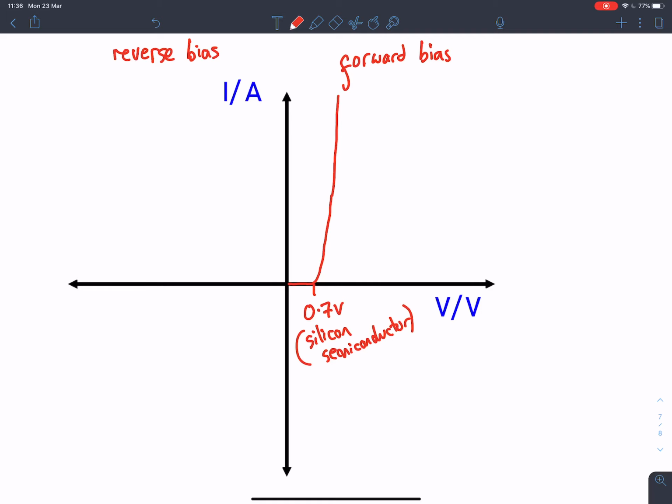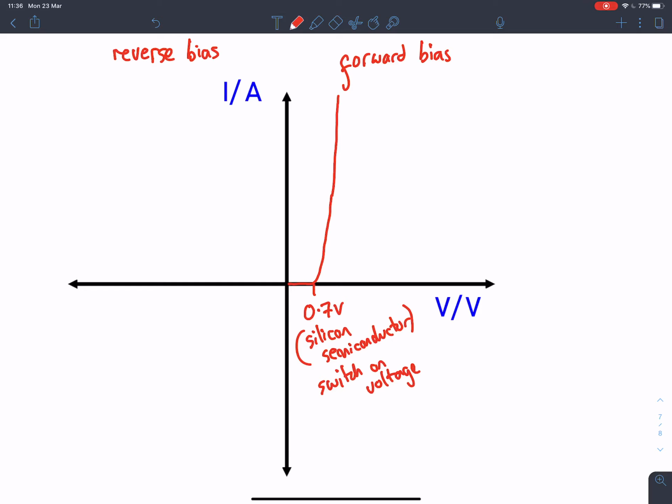So basically, the way I like to think about this, if this was a valve in a pipe, I need to apply a certain amount of forward pressure before that valve opens and allows the current to flow. So it's what we call the switch on voltage. It's the voltage I need to apply before this thing starts working and letting the current through.